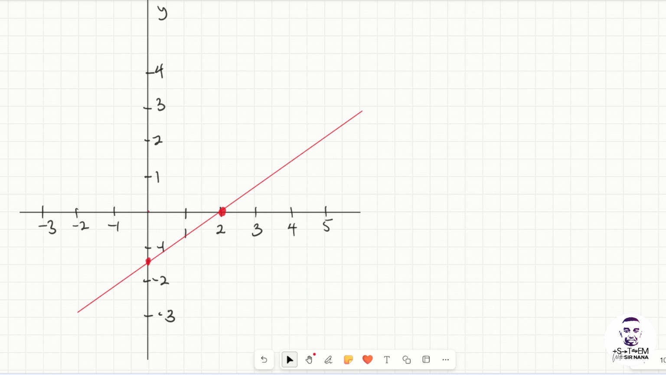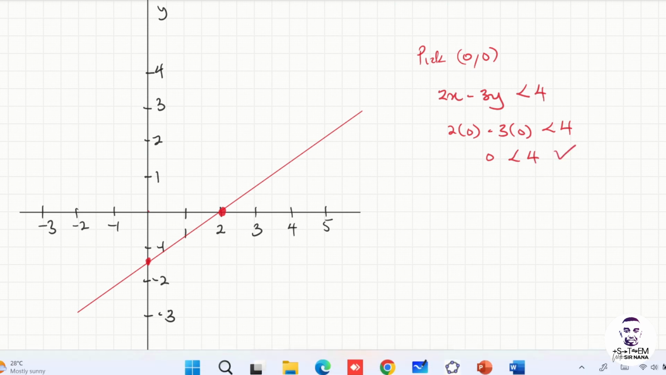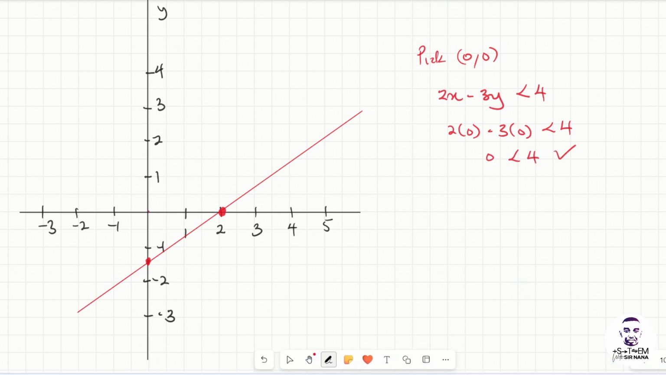So we are going to pick 0 and 0, right? And we want to test it to see. So we have the inequality being 2x minus 3y is less than 4. So where our x is 0 and our y is what? 0. So it means that we will have 2 multiplying 0 minus 3 multiplying 0 is less than 4. So it means that we have 0 is less than 4. And this is indeed true, right? 0 is indeed less than 4. So it means that 0 and 0 here falls within the solution to our inequality, right?